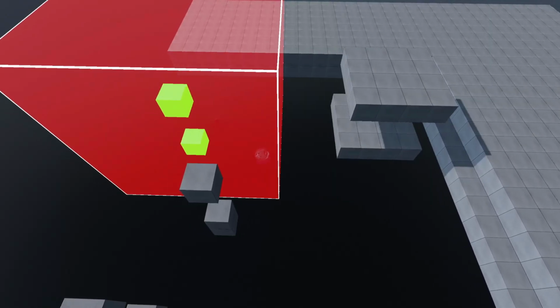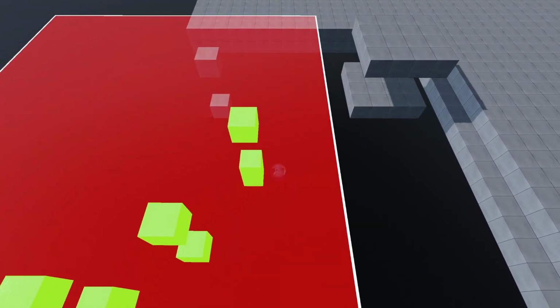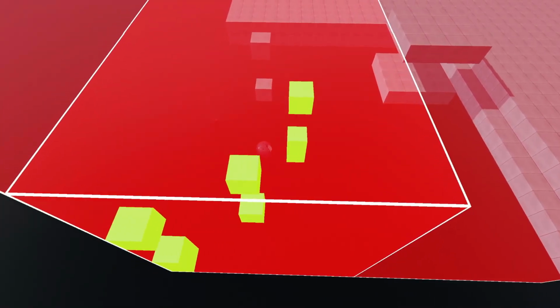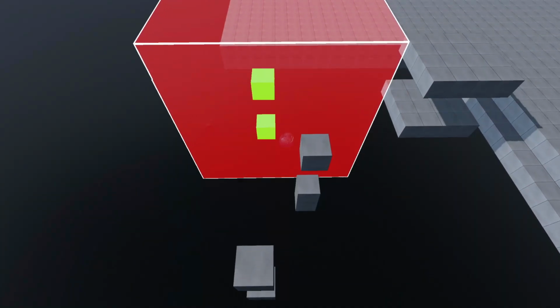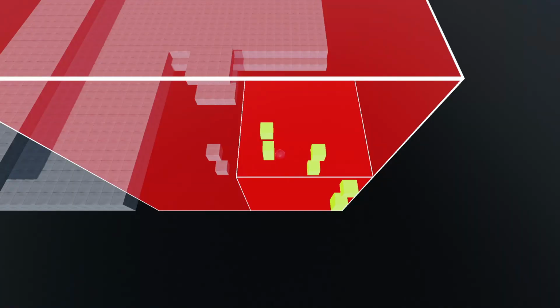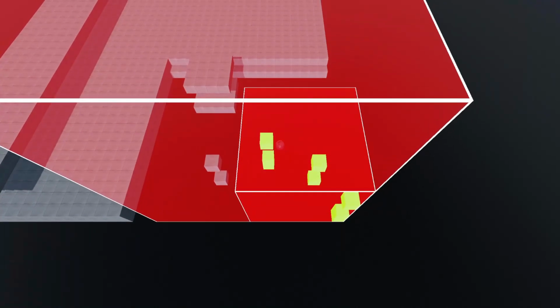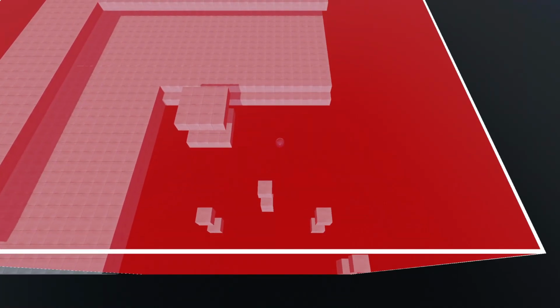We can really see this in effect when I'm going to a region with much lower tile density. That's it for the explanation. Let's roll the music and enjoy the visualization.